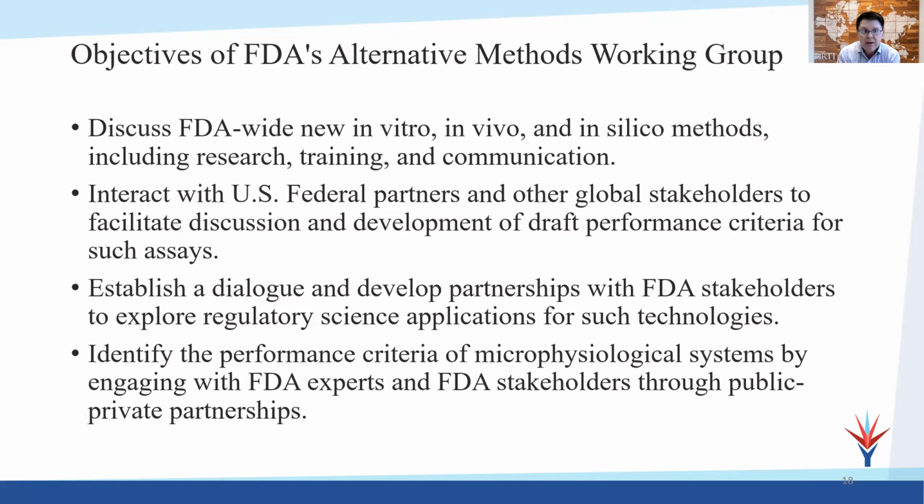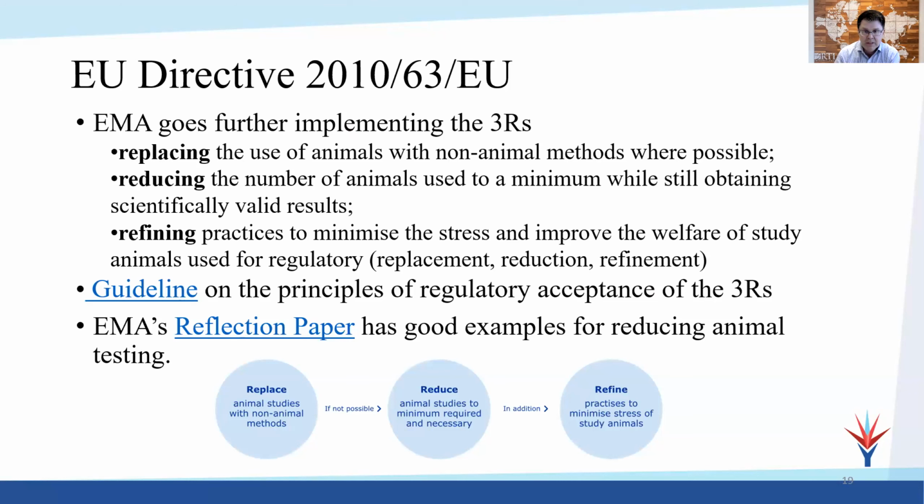They are working to establish a dialogue and develop the partnerships with the stakeholders to explore regulatory science applications, as well as identify the performance criteria of these MPSs, talking to their own experts and stakeholders, and public and private partnerships. So the FDA knows they're moving there, but they have to do it in a systematic fashion. They do take input, and they do review what is submitted to them. Now, that's what's going on in the US.